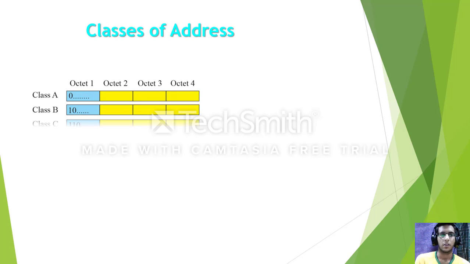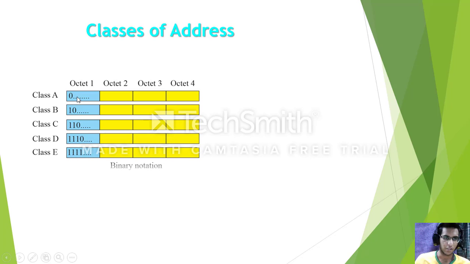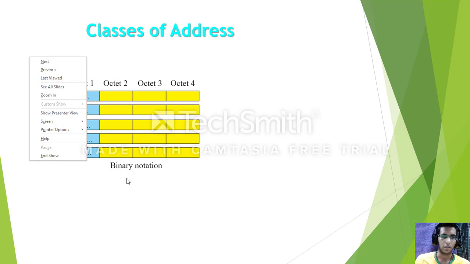As you can see, it starts from 0, 1, 0, 1, 1, 0, and so on. It's going in ascending order, and it always consists of 1s and 0s. Just remember that it always consists of 1s and 0s, which is called binary notation.